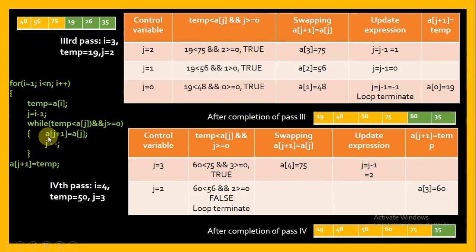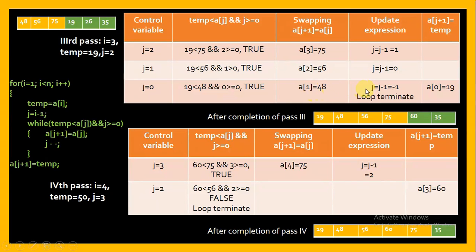So this condition is true again. If the condition is true, we are copying a[j] to a[j+1]. So a[2] will now contain 56. Again we will decrement j. j will become 0. So now again we will check this condition: temp less than a[j]. Temp is 19, and a[j] is a[0], which is 48. So yes, temp is less than a[j], and j is also equal to 0. So the conditions are true, so a[j+1], j is 0, so a[1] will become 48.